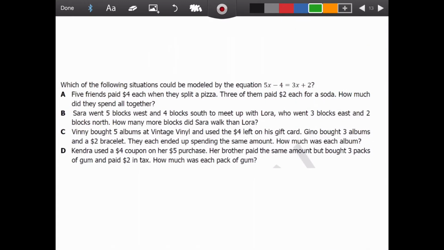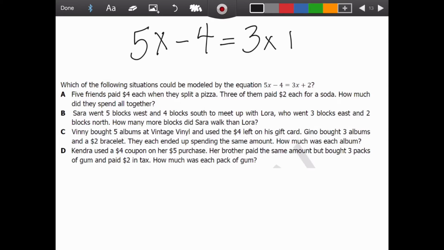It says, which of the following situations could be modeled by the equation 5x minus 4 is equal to 3x plus 2? I'm going to write this equation up here a little bigger: 5x minus 4 is equal to 3x plus 2. Again, we just have to go through each scenario, write our equation, and see which one it goes to.